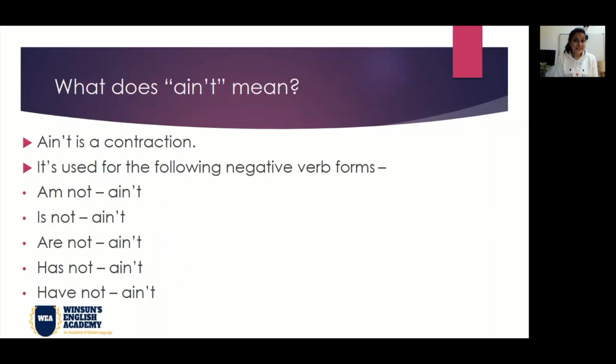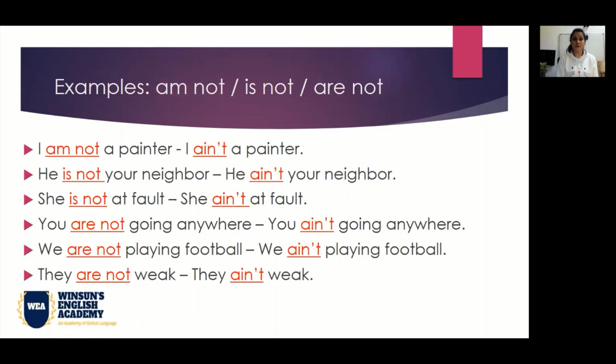Am not, is not, are not, has not, have not. These 5, that's it. Only 5 negative verb forms. So ain't stands for them. It's a contraction for these 5. Now let's look at the first set of examples. It's used in two ways: be form or have. Be form, as we know, to be, that is am not, is not, are not in the negative sense, and have not, has not. So the first part has the be form, that is be plus not.